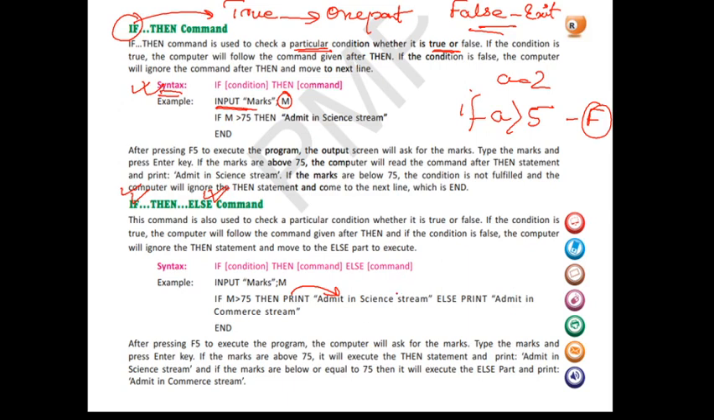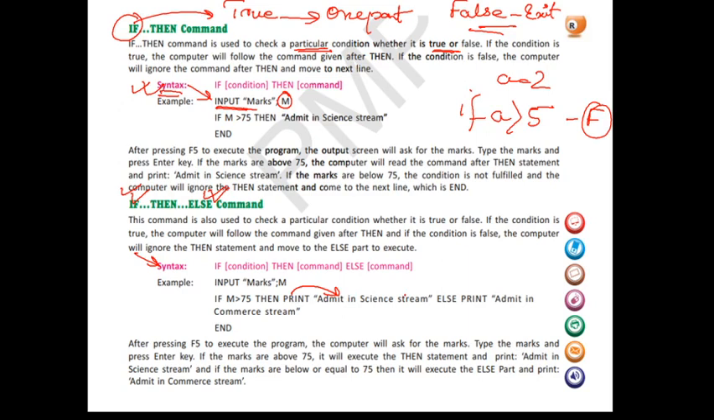Now see this example. First the syntax: IF condition THEN command ELSE command. Input again the marks, the same example we are following. IF m greater than 75 THEN PRINT admit in science stream. So if the condition, that is m greater than 75, is true, then what will be the statement? Printed: admit in science stream.